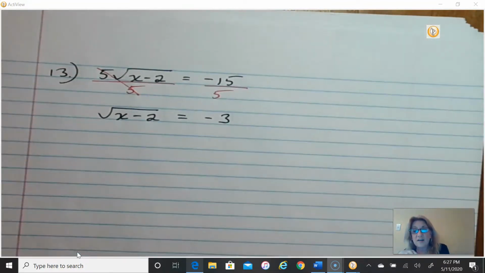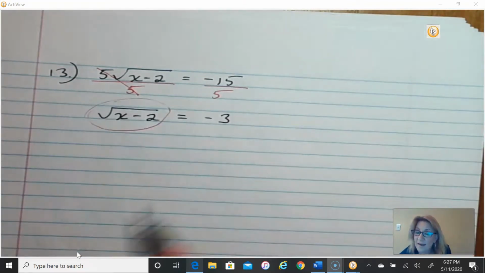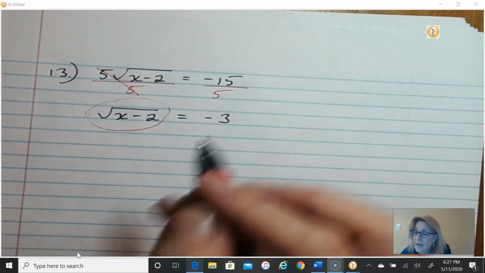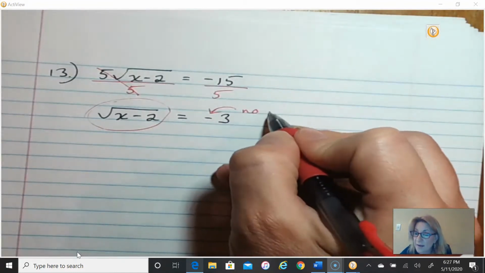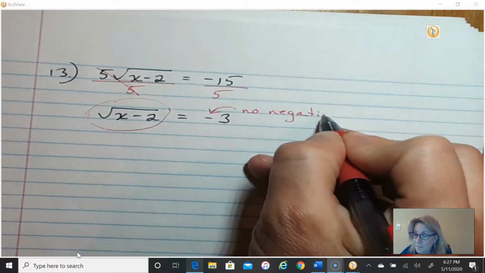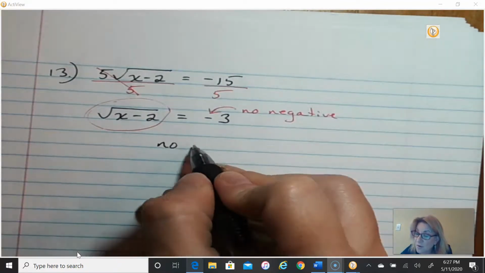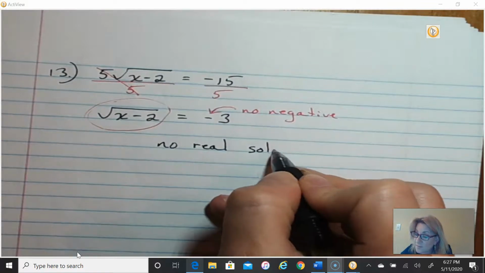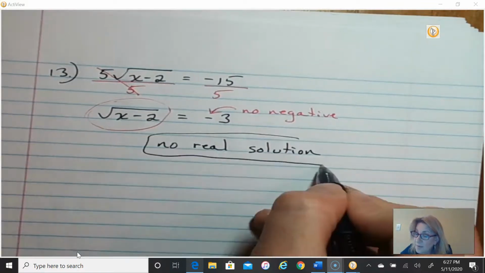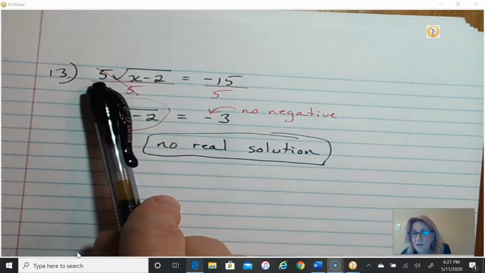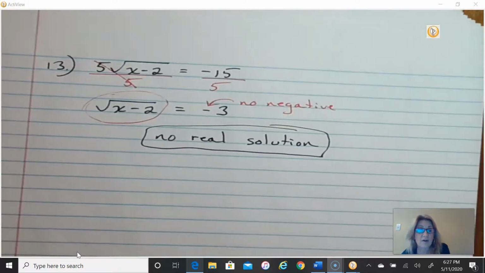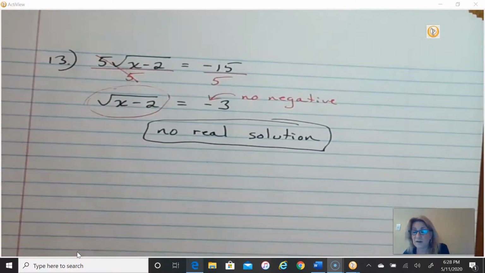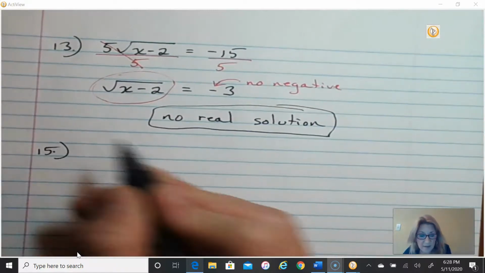We can stop right there. No need to even square both sides because we have isolated the radical and there's a negative right here. We cannot have a negative. So then your answer is no real solution. Please be very careful to make sure you isolate it before making that decision, or you could get a wrong answer. Always isolate first. Okay, 15.